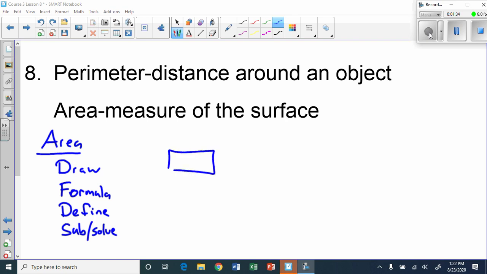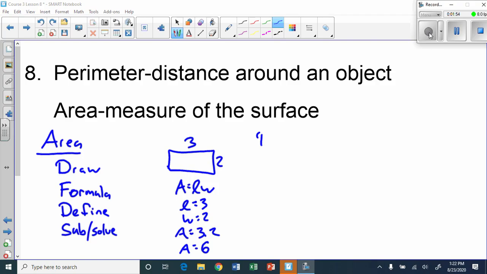If we had a rectangle that was 2 by 3, we would draw it. Area equals length times width. Length is 3. Width is 2. Area equals 3 times 2. Area equals 6. Now let's look at the labels of what we have.